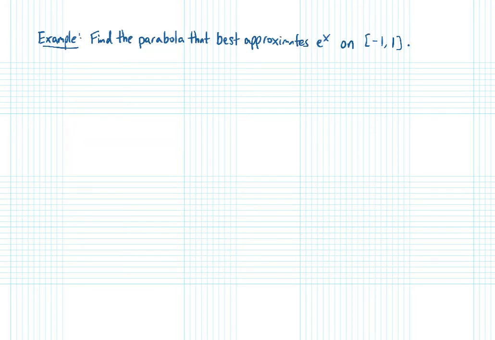Okay, so now let's suppose that we wanted to find an even better approximation by finding a parabola instead of a straight line that approximates e to the x. So you might think that it's just as simple as doing what we did in the previous example, but adding an x squared term. But the problem with that is that x squared is not orthogonal to 1.